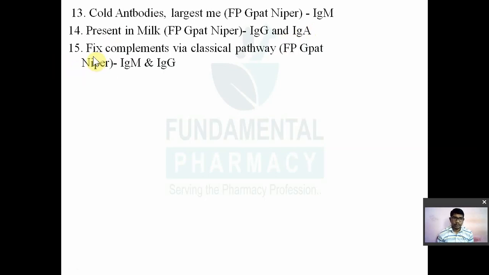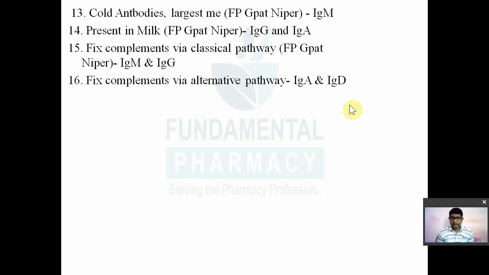Now next is the immunoglobulin which fixes the complement via the classical pathway. Immunoglobulin M and immunoglobulin G fix the complement via the classical pathway. Immunoglobulin A and immunoglobulin D fix complement via the alternative pathway. So there are two pathways, classical and alternative, for the complement fixation of antigen-antibody reaction.